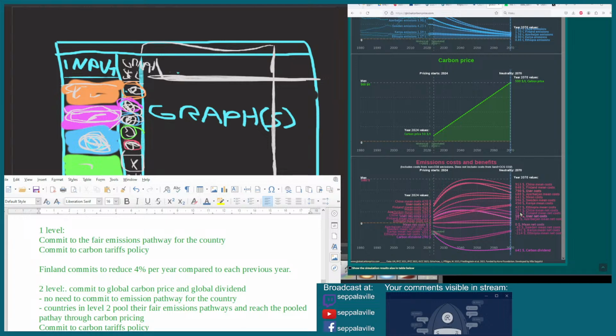Yeah, here you have this Azerbaijan, which goes from being negative to being a little bit positive, like -$8 in the first year, and then you have a net cost of $47 in the year 2070.